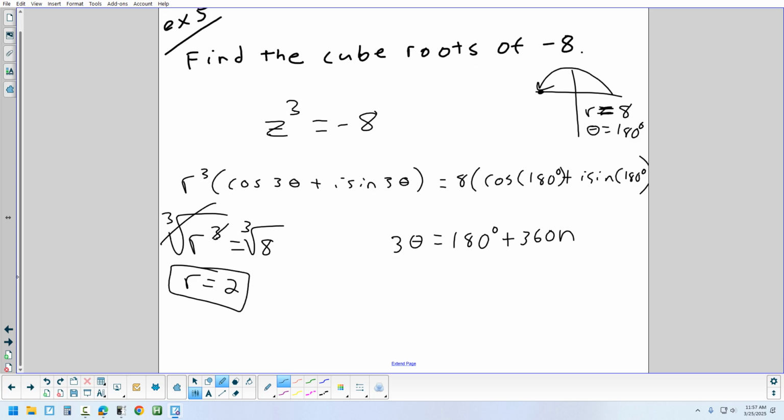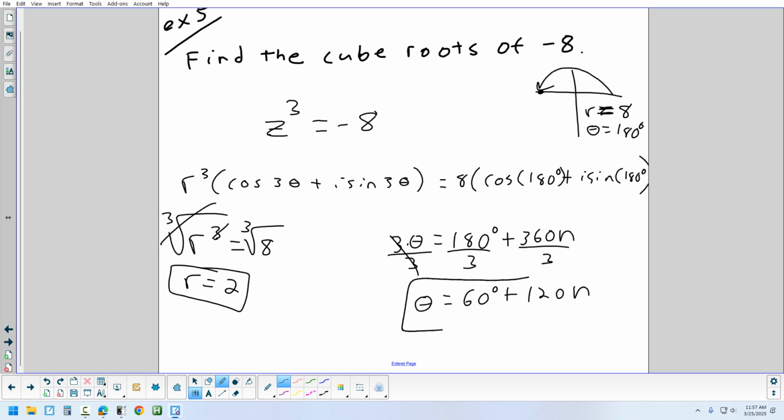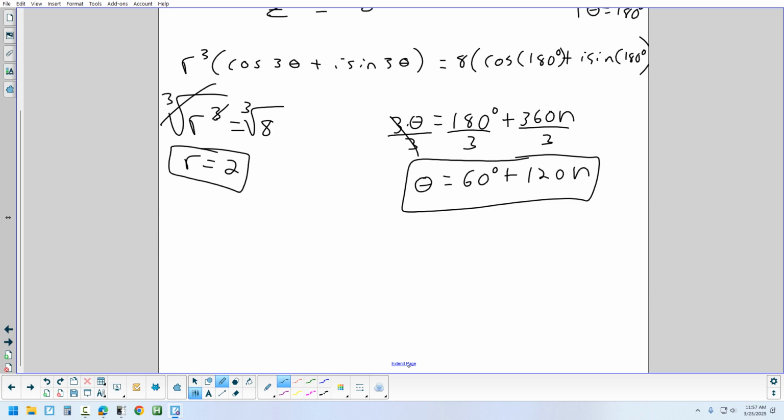Now I need a formula for theta. I have a formula for 3 theta. How do I get just theta? Divide by 3. Remember, here, there, and there. So what does theta equal? 60 plus 120n. How many answers are we going to get for this problem? 3. So we're going to plug in 3 numbers for n. What numbers? 0, 1, 2. And now just write your answers.